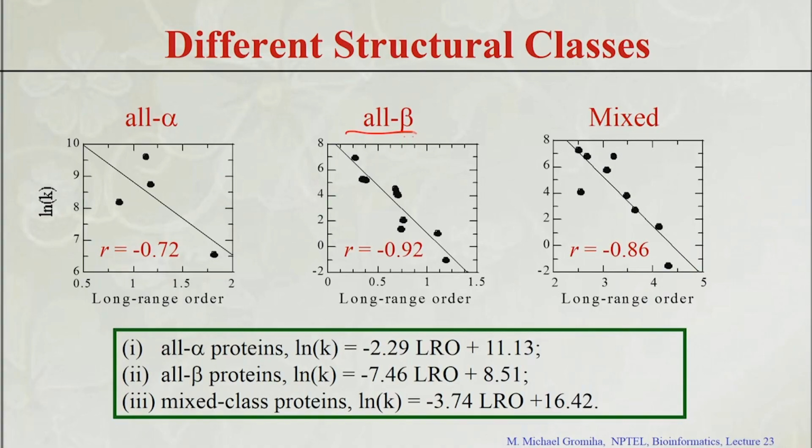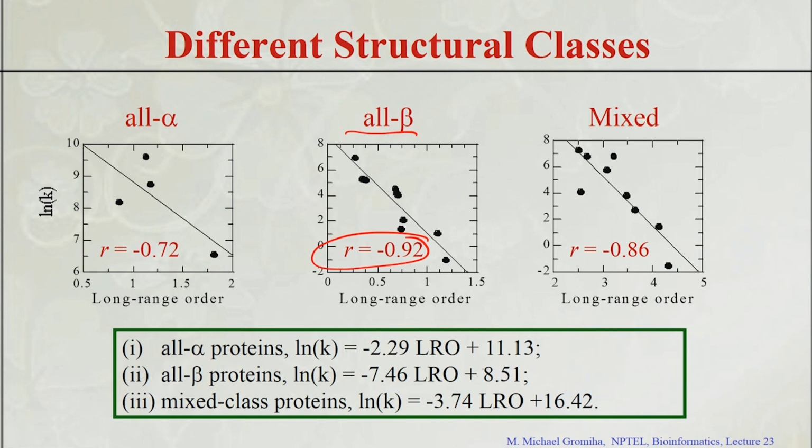So, I show the data. Here if you see all beta, you can see the correlation is very high, minus 0.92 compared to the all alpha and the mixed class proteins. This makes sense. If you see the long range order, which involves mainly long range interactions, you see all beta proteins, you can get better correlation than the all alpha and the mixed class proteins. So, we derive the equation.